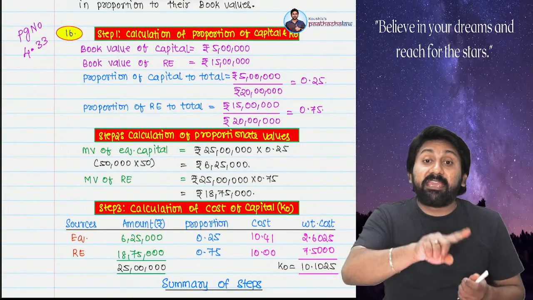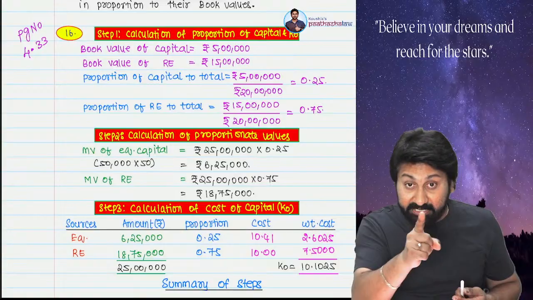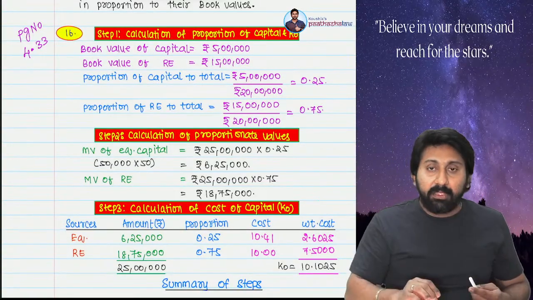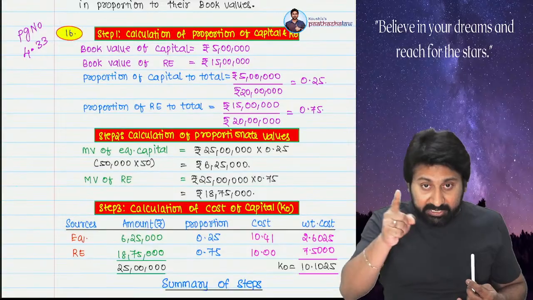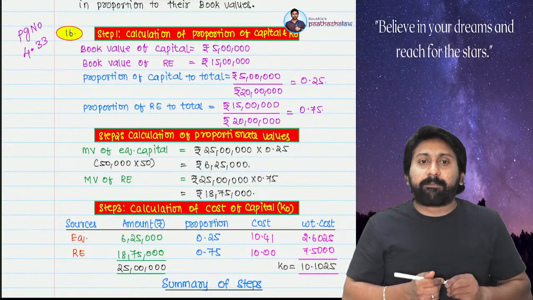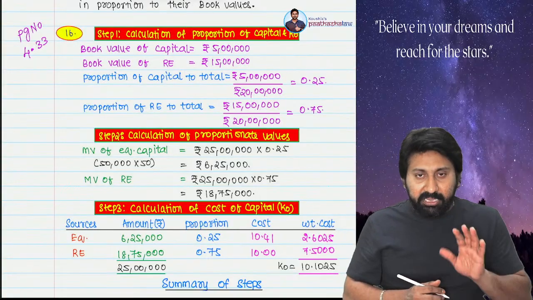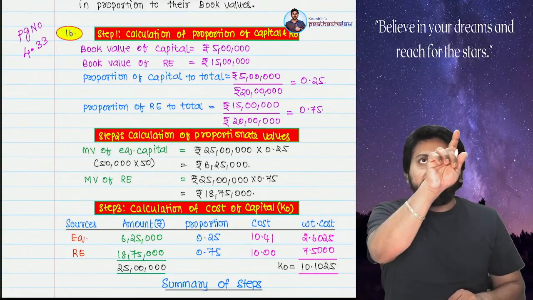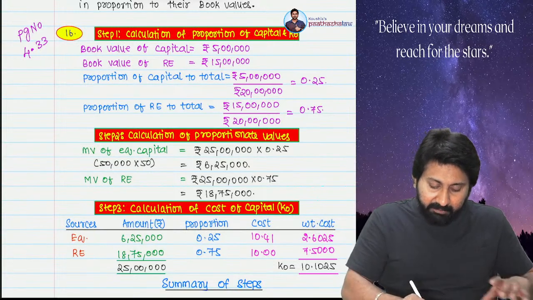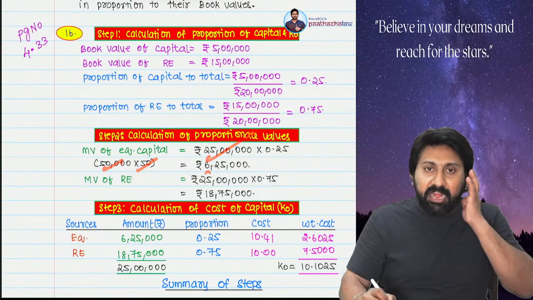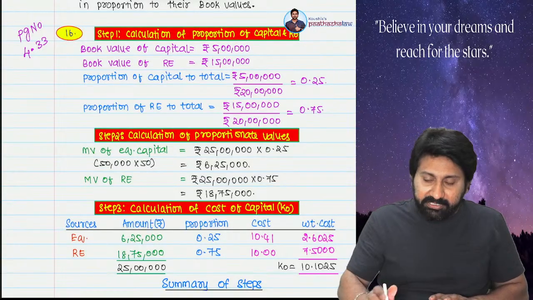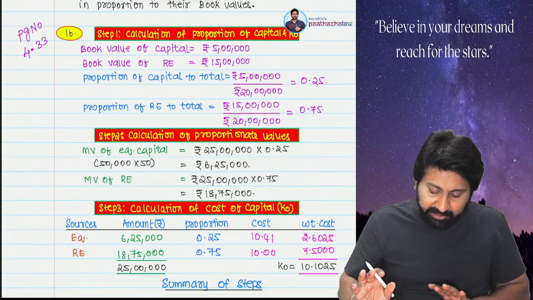Now, listen carefully. If KE and KR are both the same, then the problem will not arise. You need not consider reserves and equity share capital separately. Directly, sources: equity share capital. 50,000 into 50, 25 lakh, you can directly consider. The answer will be completed. Separately, you need not consider. 0.25, 0.75 you will take.